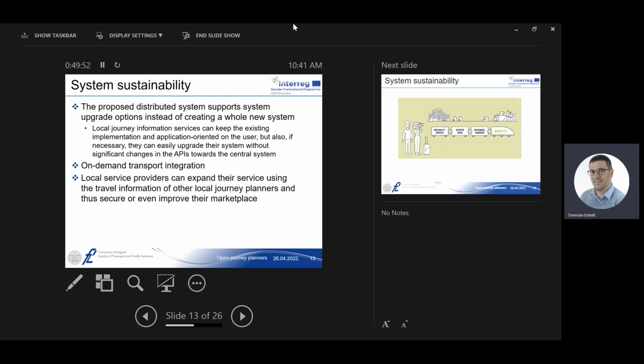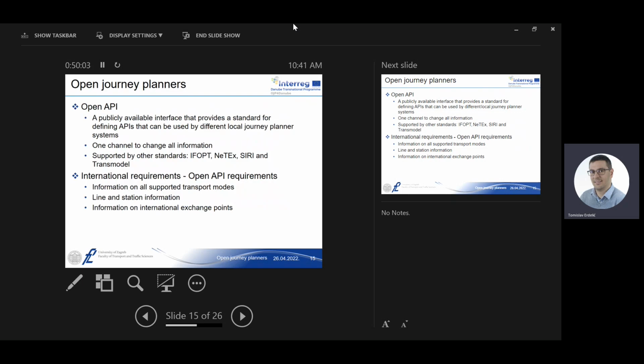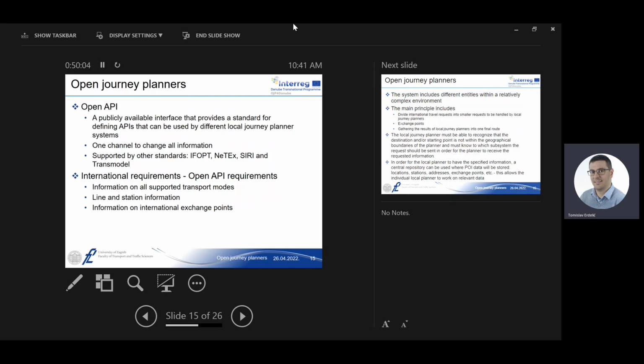Okay, here is the figure representing that. So the benefits of such a system are high quality services, satisfied users, and sustainable transport. So what are then open APIs? Open APIs are just APIs, meaning that everybody can access them, that they are free. For example, the basic difference between when something is open and not.